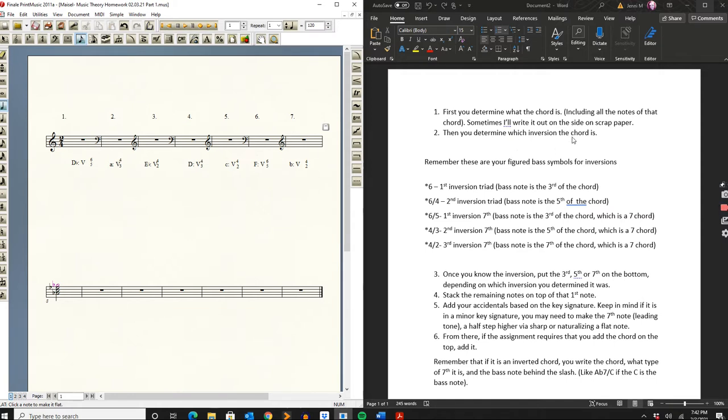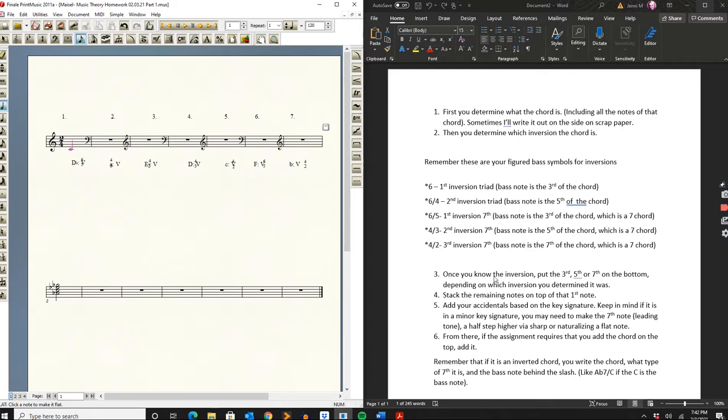You want to determine which inversion the chord is. You can basically determine that out of this little section. We can see here that this is a 6/5, which means it's the first inversion of a 7th chord, which basically tells you that the bass note of that chord is going to be the 3rd. So we can see here that of our 7th chord, our 3rd is going to be a C. So let's go ahead and place that C, and I'm actually going to move it down an octave because we want to make sure that we have room for everything else.